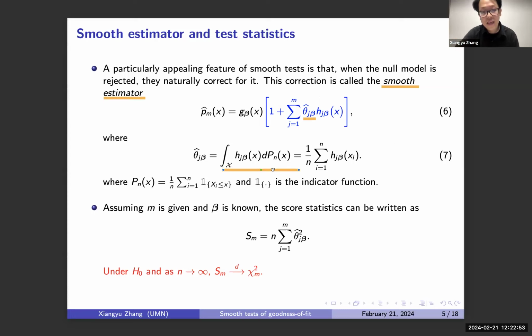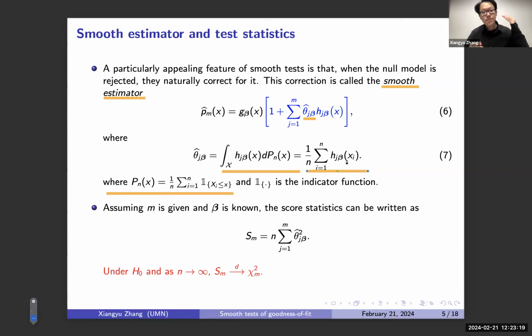When you collect your data, of course, you can replace this distribution function P of x with an estimate of the distribution function. It's called the empirical distribution function, and it uses your data exactly. So you can estimate your parameters theta hat j beta, and it is indeed equal to this.